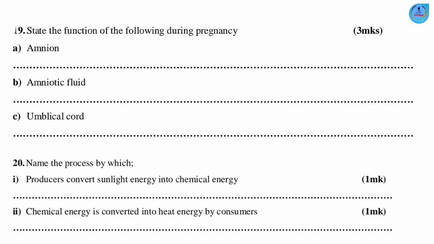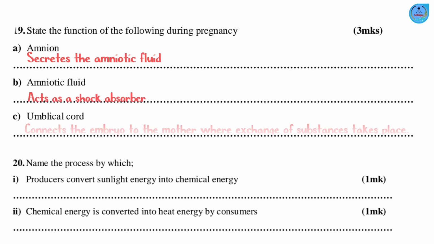Number 19, state the function of the following during pregnancy. Part A, the amnion. So the amnion secretes the amniotic fluid. Part B, the amniotic fluid, this acts as a shock absorber against mechanical injury. Part C, the umbilical cord. This connects the embryo and the mother to allow for exchange of substances.